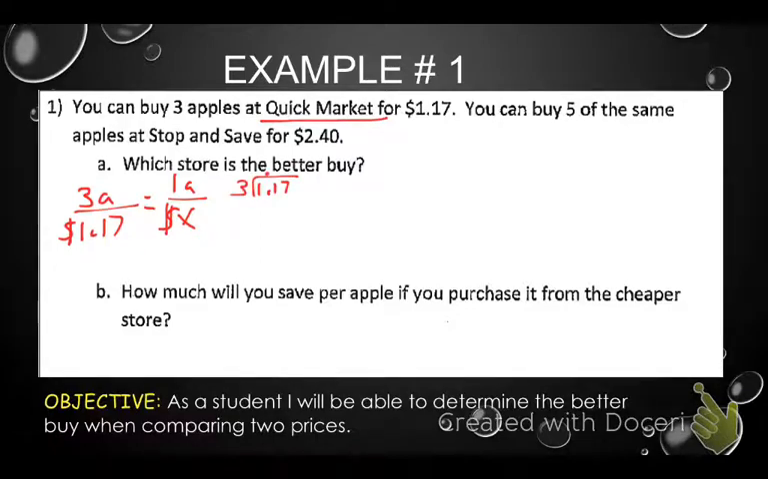Bring up our decimal point. 3 goes into 11 3 times. That would be 9. It gives us 27. 3 goes into 27 9 times. And that would leave us with nothing. So that means 1 apple at Quick Mart equals 39 cents, which is pretty cheap. Okay, now let's move on to the next one.